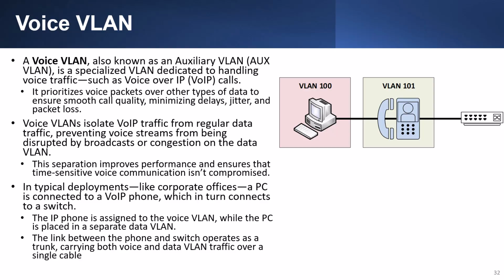In typical deployments like corporate offices, a PC is connected to a VoIP phone, which in turn connects to a switch. The IP phone is assigned to a voice VLAN, while the PC is placed in a separate data VLAN. The link between the phone and the switch operates as a trunk, carrying both voice and data VLAN traffic over a single cable.